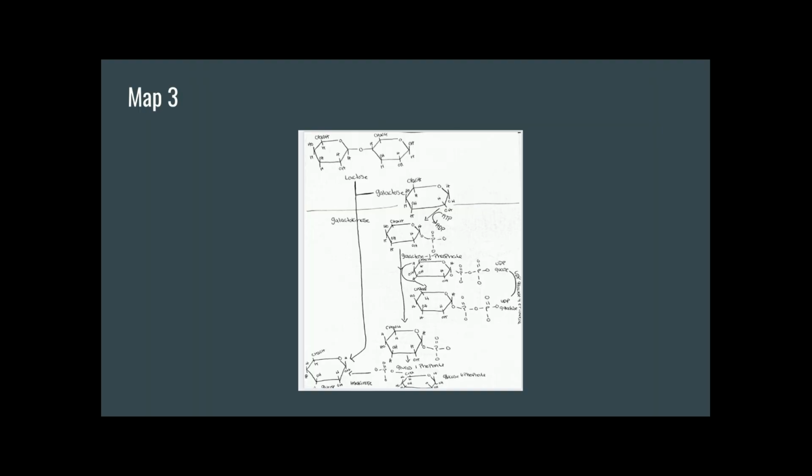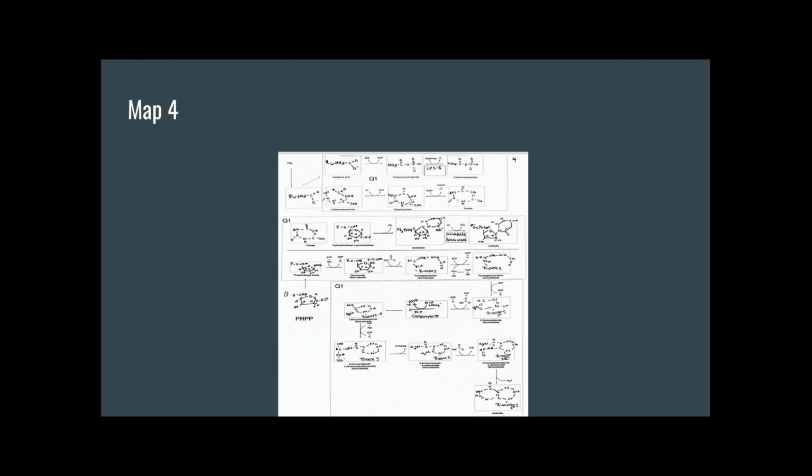Pyruvate is then converted into acetyl-CoA by the pyruvate dehydrogenase complex. This is a key regulatory step, linking glycolysis to the TCA cycle. It also generates NADH, which will be used later in oxidative phosphorylation. Acetyl-CoA serves as a substrate for the citric acid cycle and for other biosynthetic reactions.